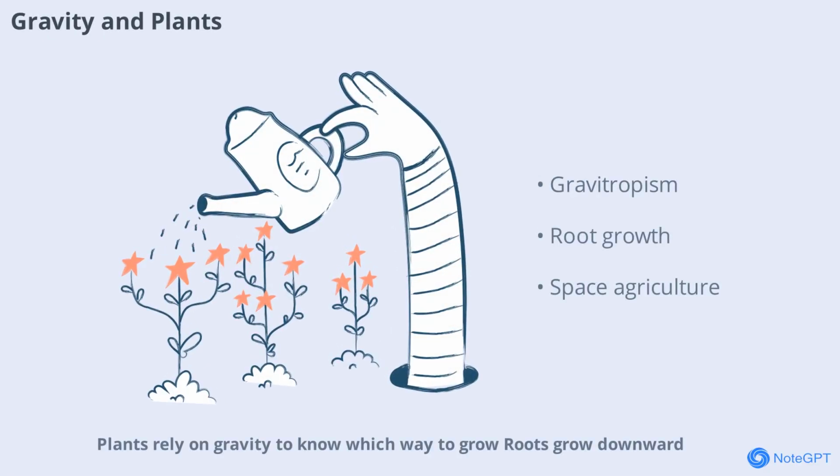Plants rely on gravity to know which way to grow. Roots grow downward while stems grow upward, a process called gravitropism. Gravity helps plants anchor themselves and reach for sunlight. Scientists study how plants respond to gravity to improve agriculture and grow food in space. Understanding gravity's role in plant growth is vital for sustaining life on Earth and beyond.